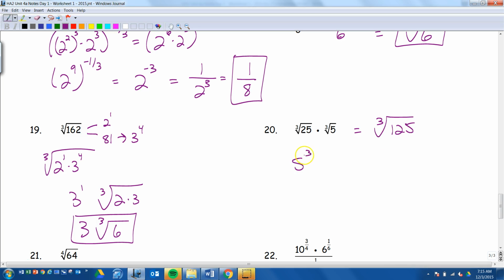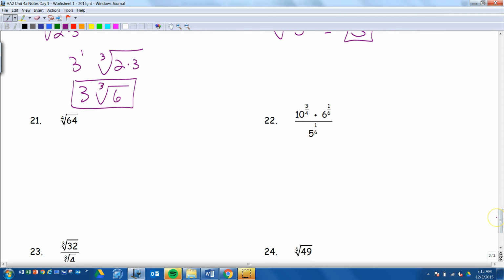125 breaks down into 5 to the 3rd. So since we have the 3rd root and 5 to the 3rd, these will cancel, and our final answer is just 5. The 4th root of 64, we need to break 64 down into 2. By now, hopefully, you know it's 8 and 8, or 2 to the 6th.